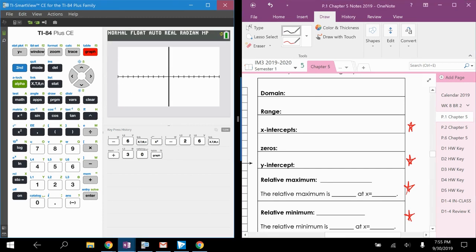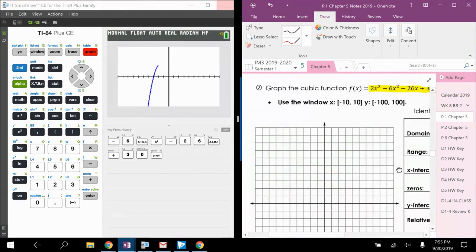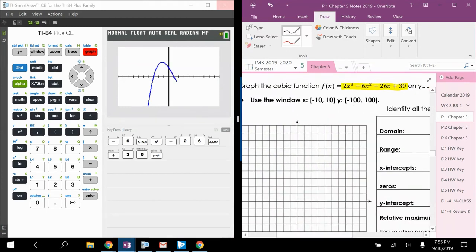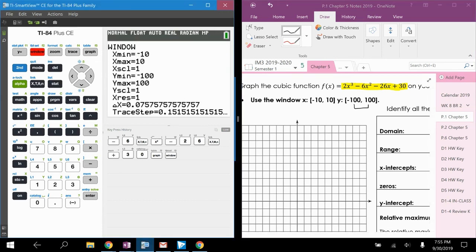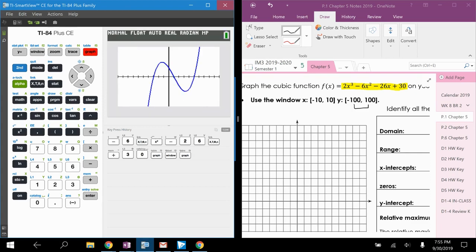What's nice is that our window is still negative 100 to 100, so we don't have to change it from the last problem. Again, what you would do is press window in order to change that, but you can see negative 100 and 100 are already on it. Okay, so we have our graph.